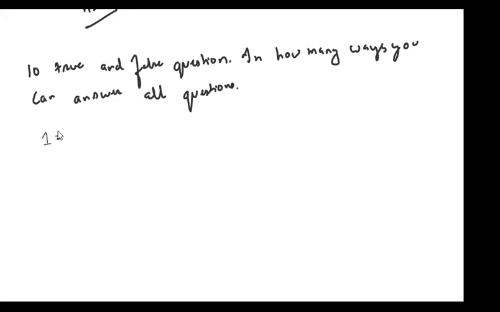So just see, for the first question, how many ways? Two ways, very good. For the second question, how many ways? Two only. For the third, two only, and you have to answer all the questions. So 2 into 2 into 2, 10 times, it will become 2 to the power 10.